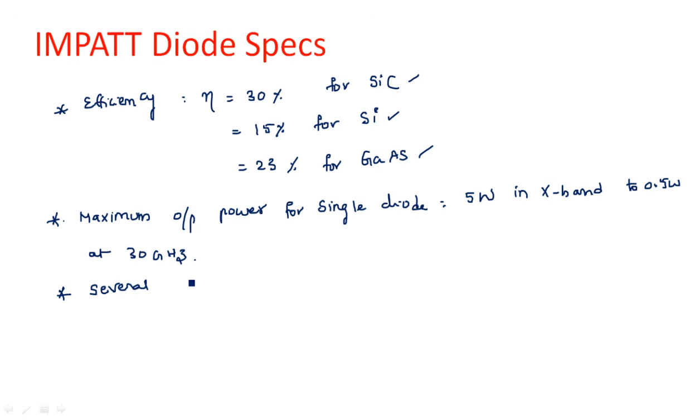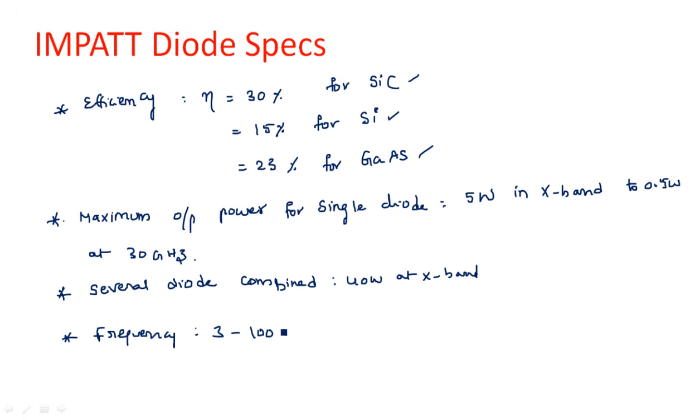If we combine several IMPATT diodes, it gives up to 40 watts at X band, and the frequency is 3 to 100 gigahertz. I told you few gigahertz to few hundreds of gigahertz, so 3 gigahertz to 100 gigahertz. These are the specifications of this IMPATT diode.